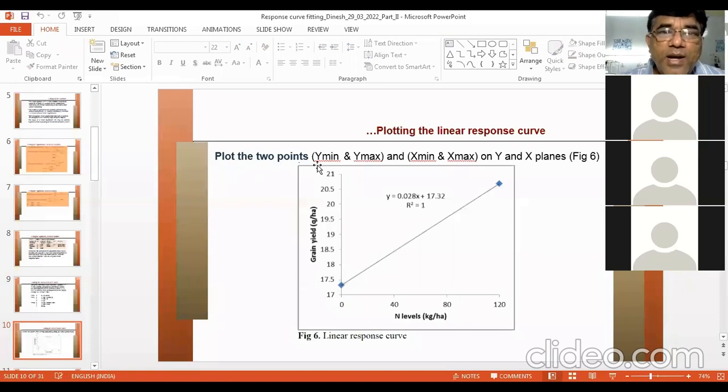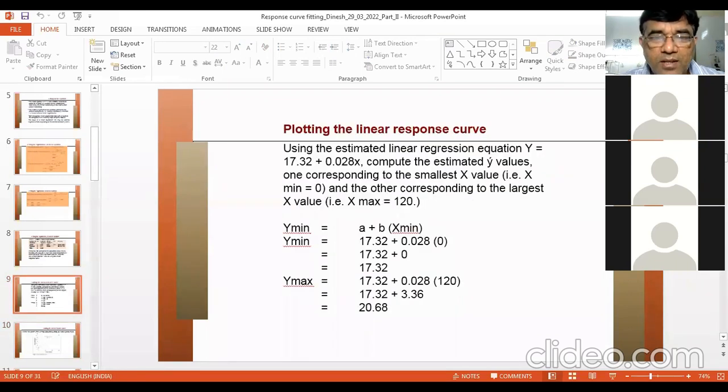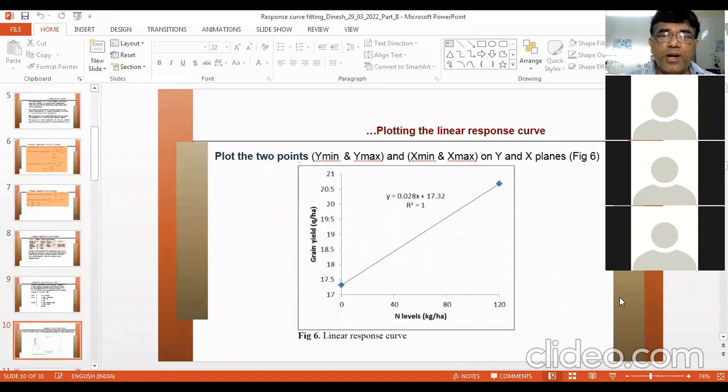Plot the 2 points, y min and y max: 0, 17.32, and 120, 20.68. Then you can join these 2 points and you get the plot of the equation. Other data points will automatically come on the line. So this is how the linear response curve can be plotted.